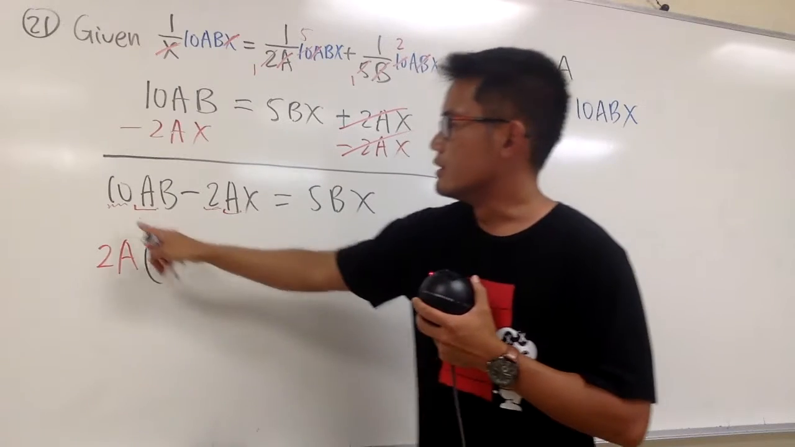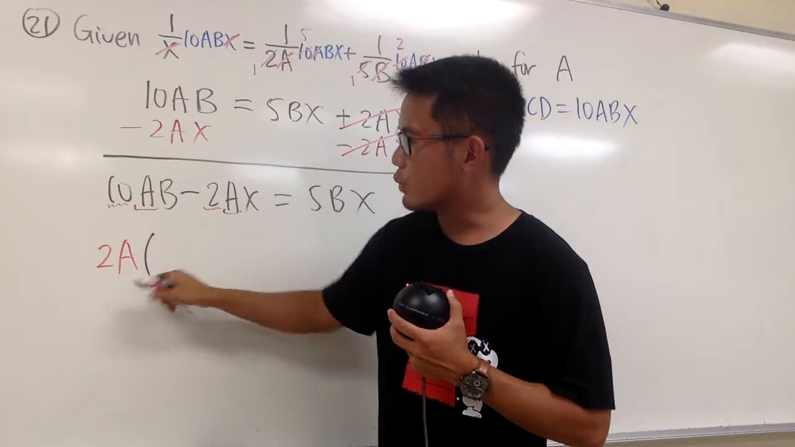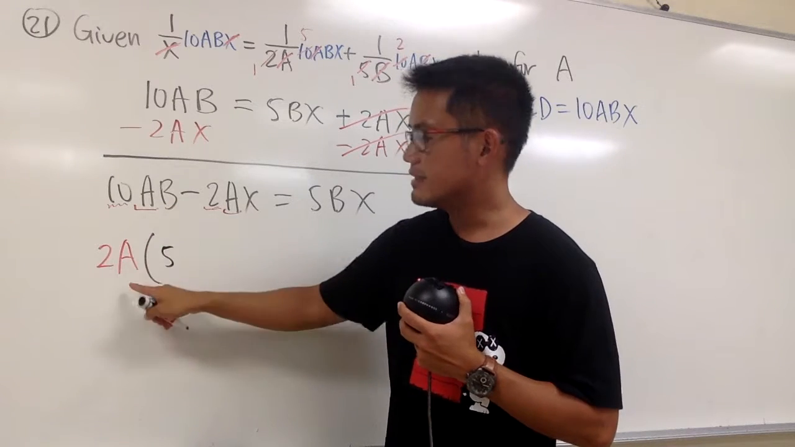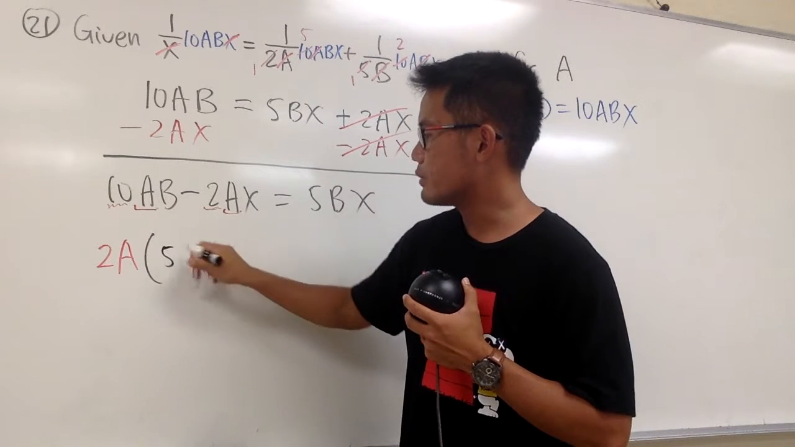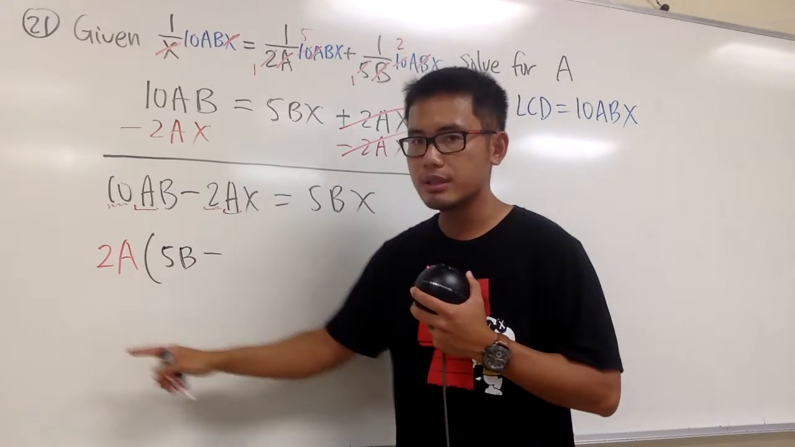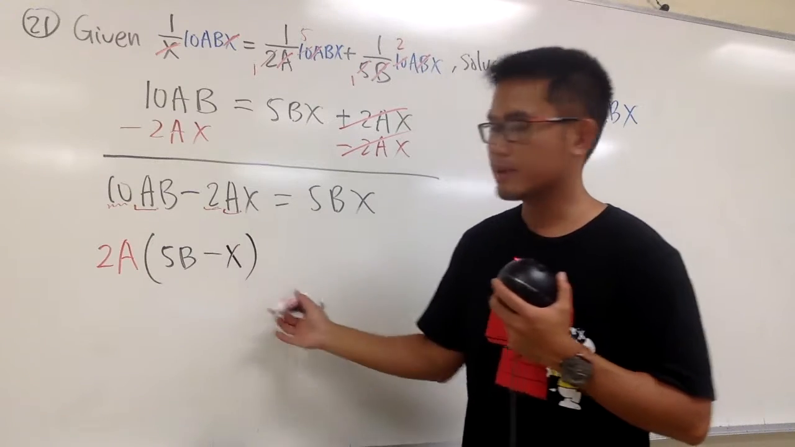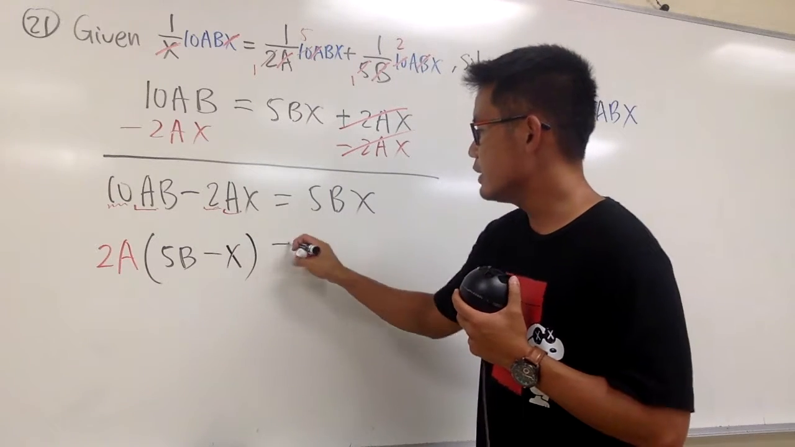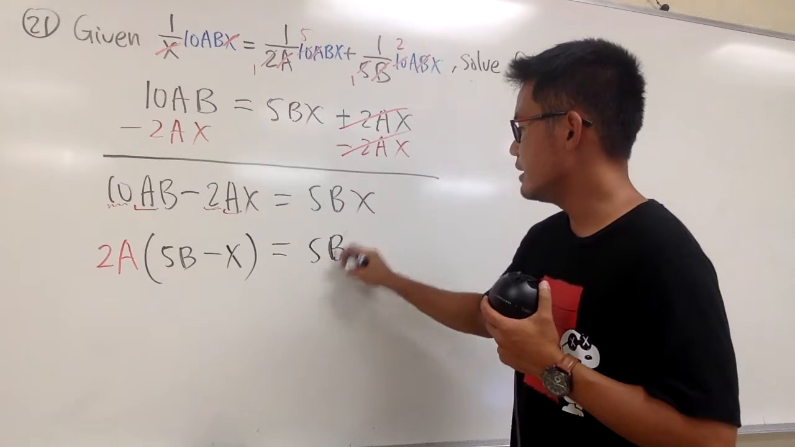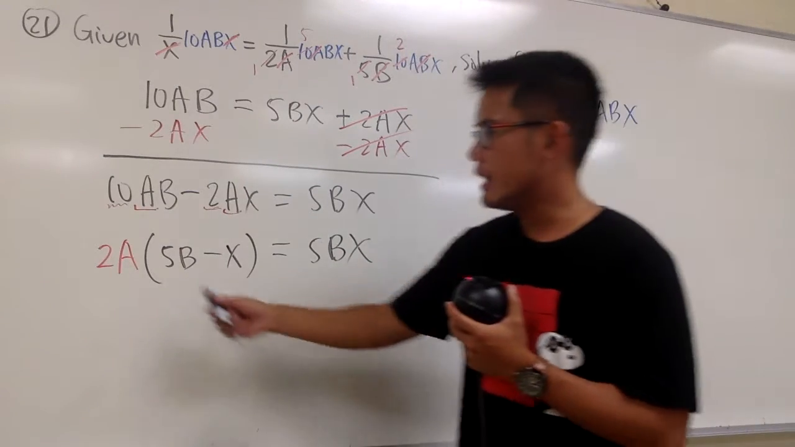And you see that originally we have 10ab, but after factoring out the 2, we have 5 left. And then the a is out already. Now we have the b left right here. And then we have the minus. This 2 is out. This a is out. We have the x left like this. Okay? And this is equal to 5bx.